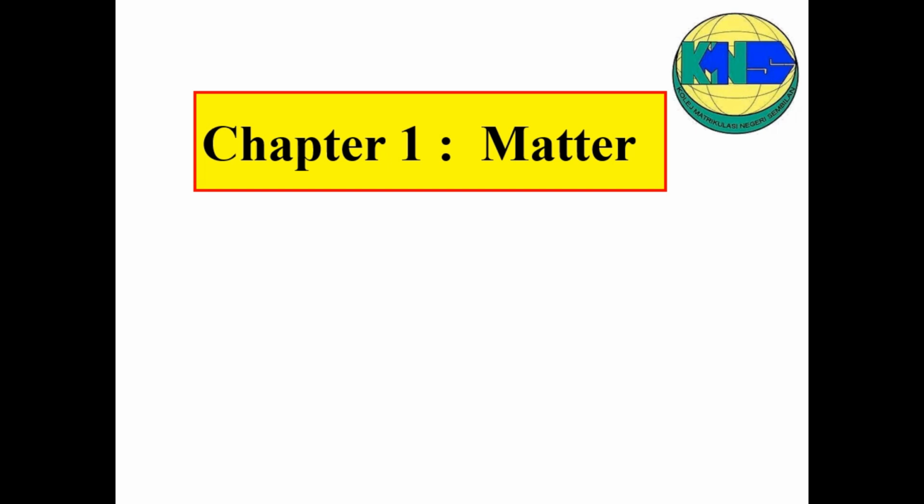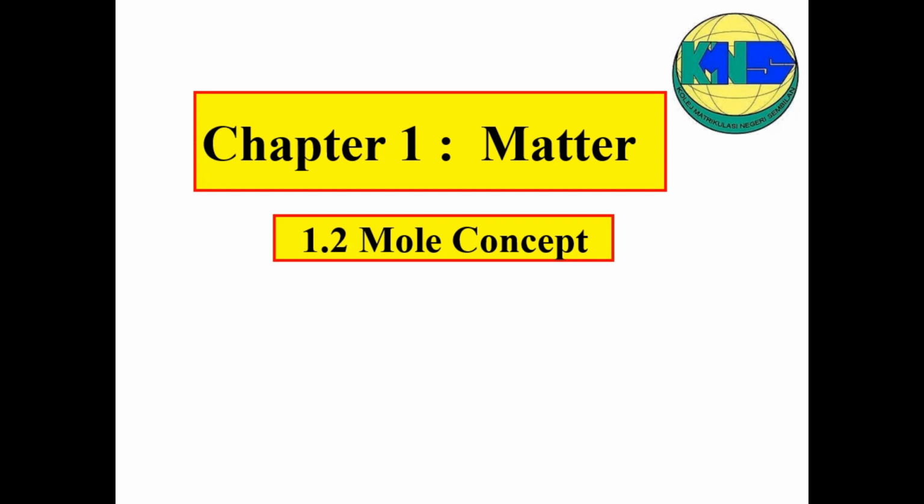Chapter 1 Method. 1.2 Mole Concept Part 2.